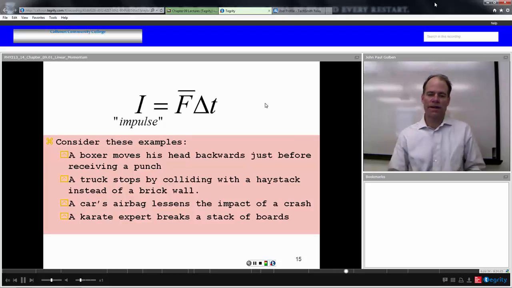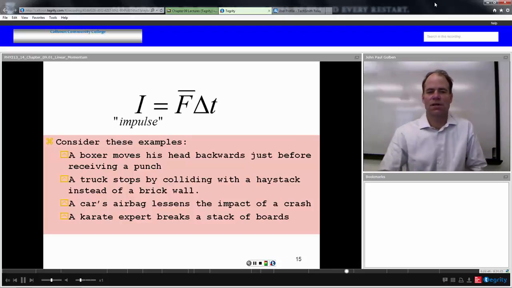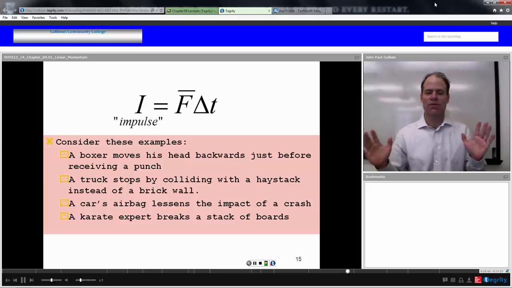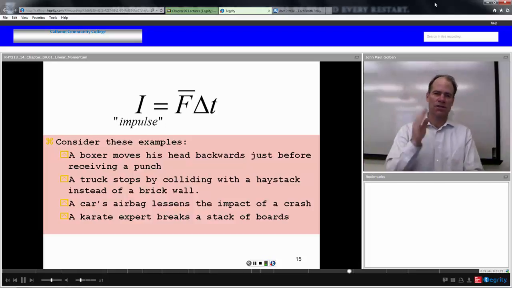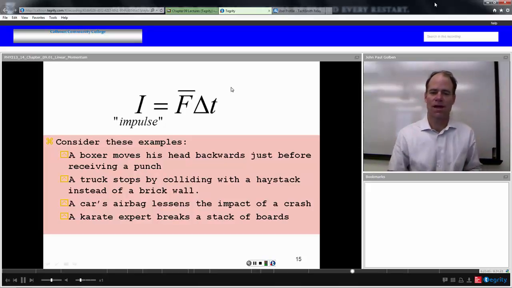A karate expert breaks a stack of boards. Karate expert, I'm no karate expert, but I would think that your objective would be to move your hand as fast as possible so that your contact time is really short. And if it's really short, you can impart a very large force at that moment and hence break the boards with that force. So it's all how you're going to manage this impulse, force times time.